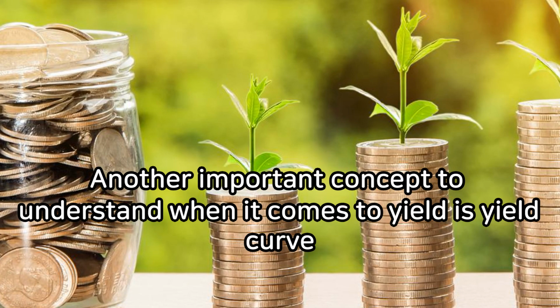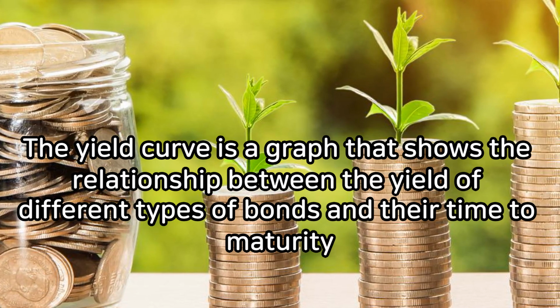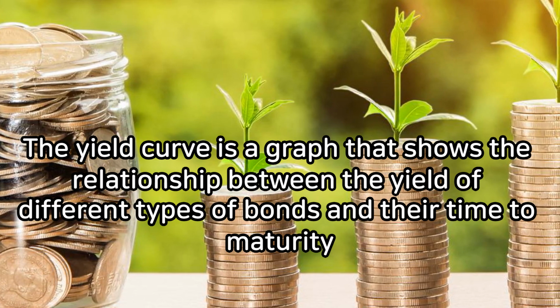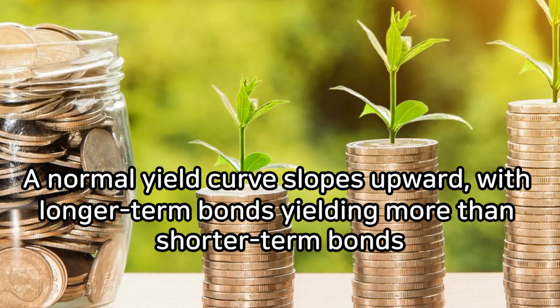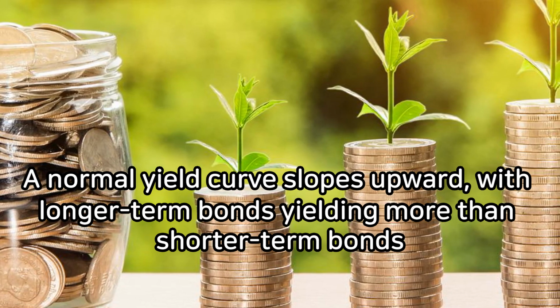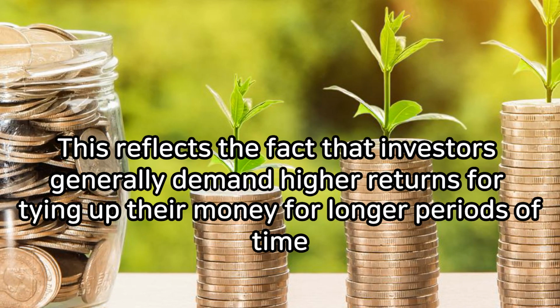Another important concept to understand when it comes to yield is the yield curve. The yield curve is a graph that shows the relationship between the yield of different types of bonds and their time to maturity. A normal yield curve slopes upward, with longer-term bonds yielding more than shorter-term bonds. This reflects the fact that investors generally demand higher returns for tying up their money for longer periods of time.